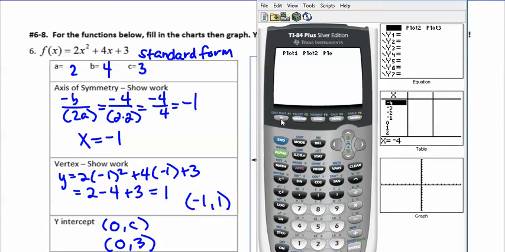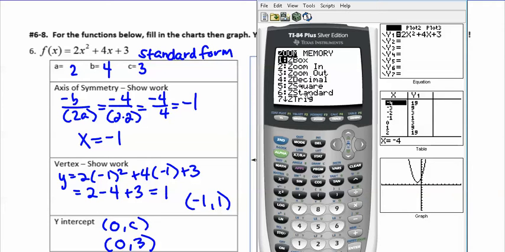So you want to press y equals and type in 2x squared plus 4x plus 3. And you're going to graph that. So press the graph button over here. Now if your window looks weird, you can try hitting zoom standard, which is 6, and that might fix your window.